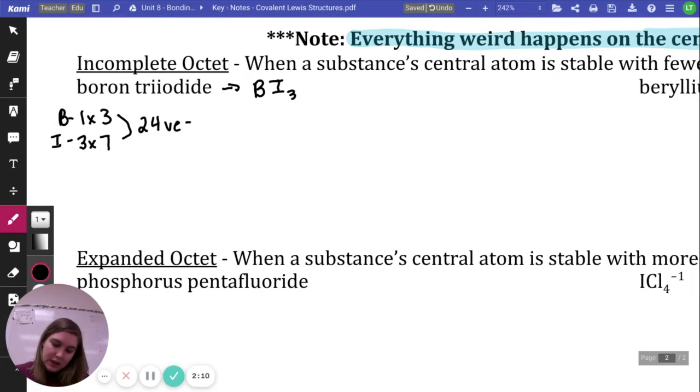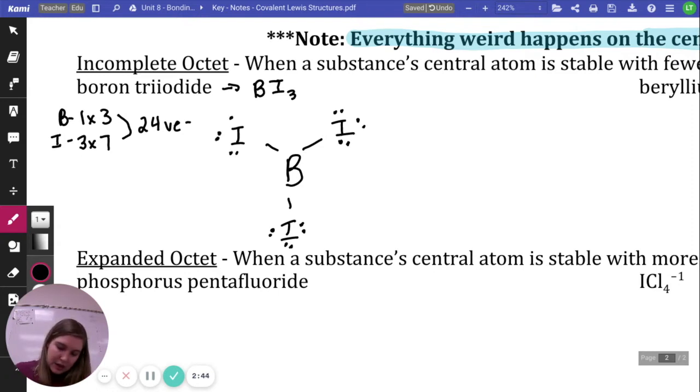All right, so I'm going to go ahead and take boron, put it in the middle, and bond 3 iodines around it. At this point I've used 6, so I still have 18 left. So first things first, fill our outer octets. 2, 4, 6. The iodine is full. 8, 10, 12. The iodine is full. 14, 16, 18. The iodine is full.